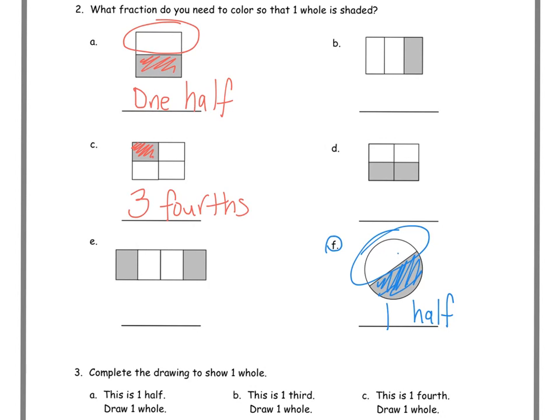And that's what you'll do for B, D, and E, the ones we didn't do. You're looking to see what they're broken into, like B is thirds. And we have 1 shaded in, so what isn't shaded in? What still needs to be shaded?